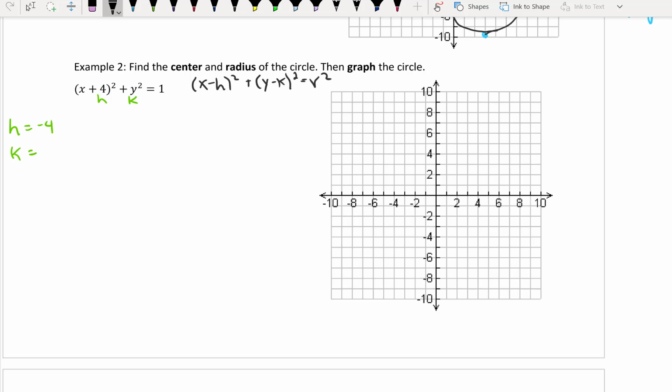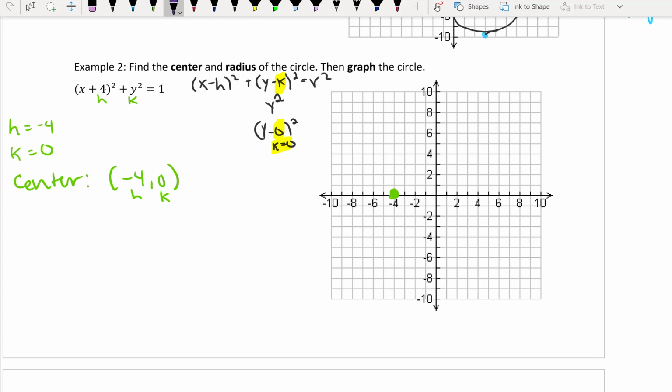So my k value, if I don't have anything, if this is just a y squared, well, that's the same as saying y minus 0 squared, right? That doesn't change anything. So here the k value is equal to 0. So I'm going to have my center as -4, 0. So -4 is my h and 0 is my k. So that represents my center.